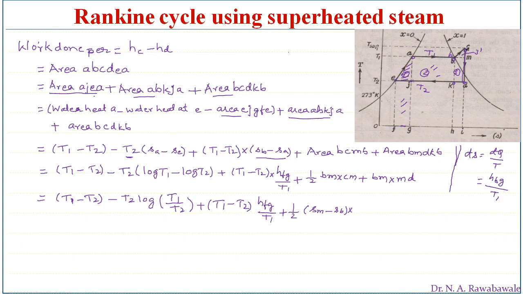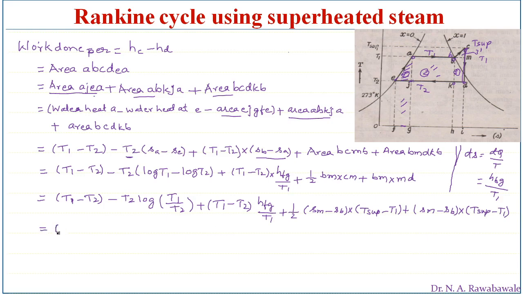So at point C the temperature is T sup, and at point M the temperature is T1. So T sup minus T1, plus again Bm, the difference Bm is Sm minus Sb, into Cm, which is T sup minus T1.